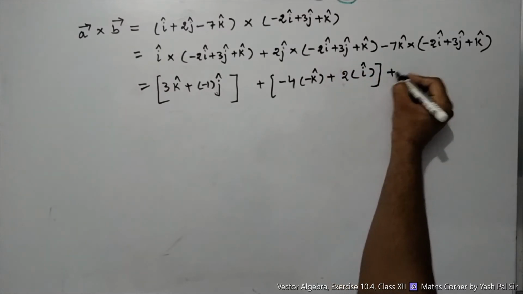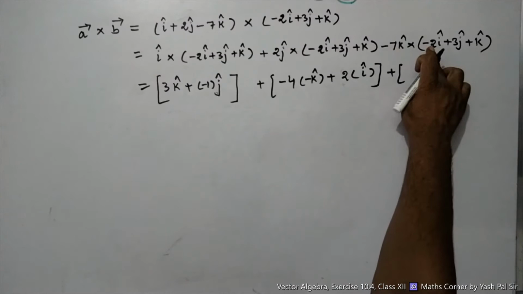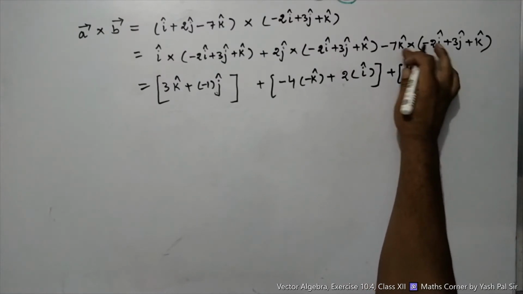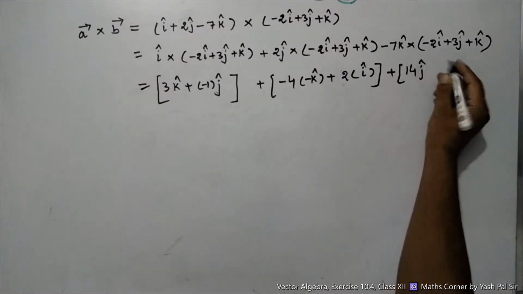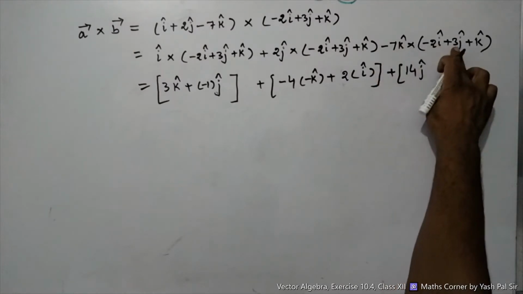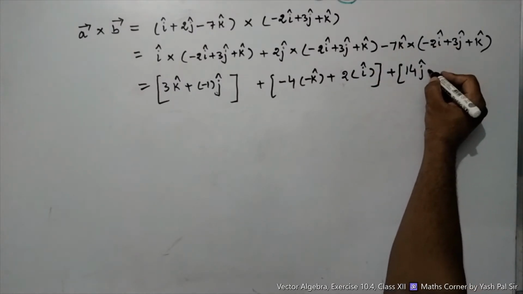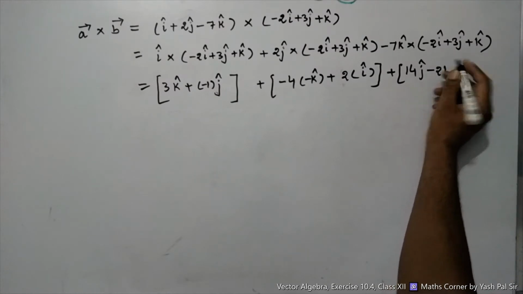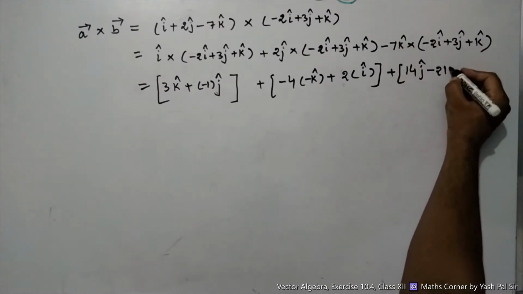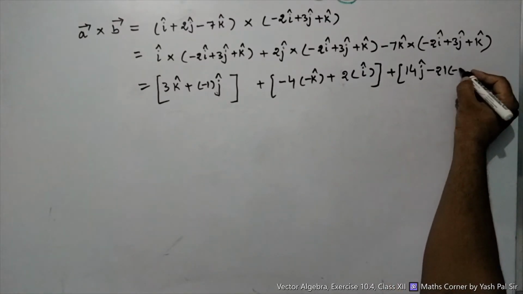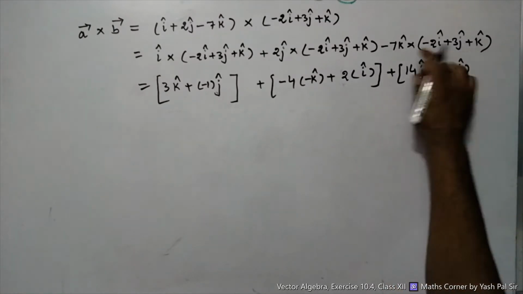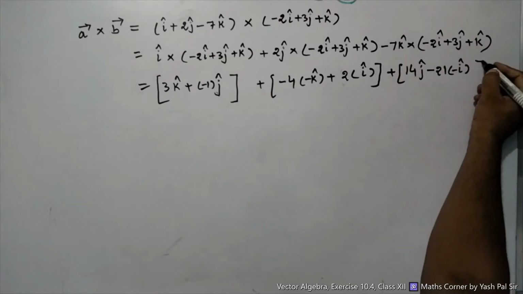Next is plus minus 7 into minus 2, which is 14, k cross I is j. Minus 7 into 3 is minus 21, k cross j, and k cross j is minus I. Last is k cross k, which is 0.